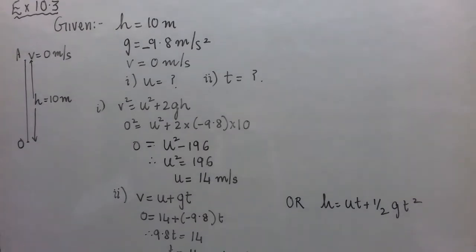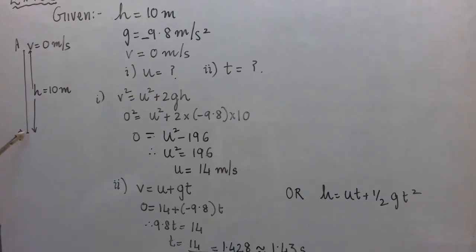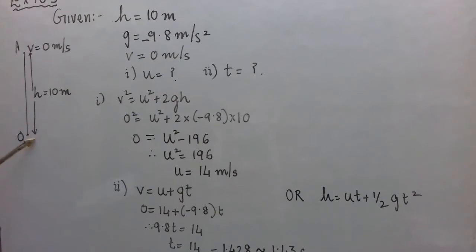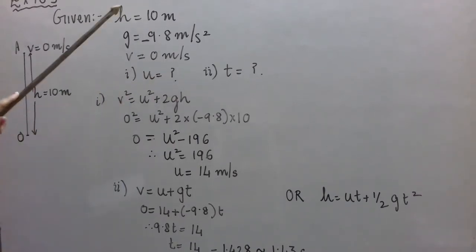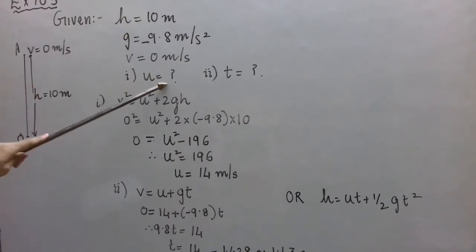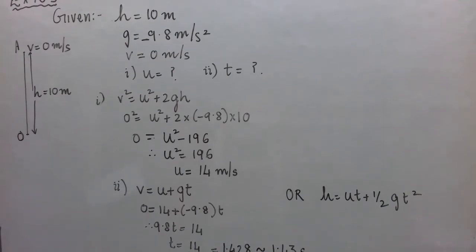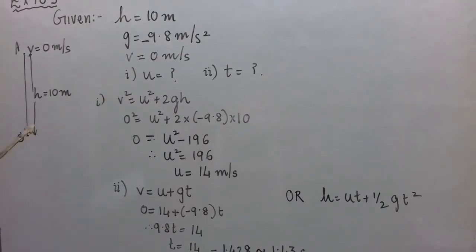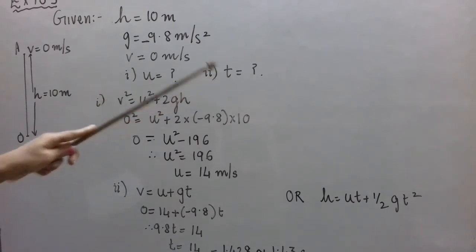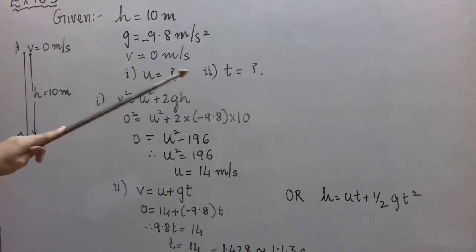Calculate the velocity with which the object was thrown upwards. Now from here, if I consider the motion from O to A, the velocity with which the object was thrown upward means U we have to find out. So height H is given as 10 meter, U we have to find out, and the second part is the time taken by the object to reach the highest point. So time taken is small t. H is given directly, U and t we have to find out.